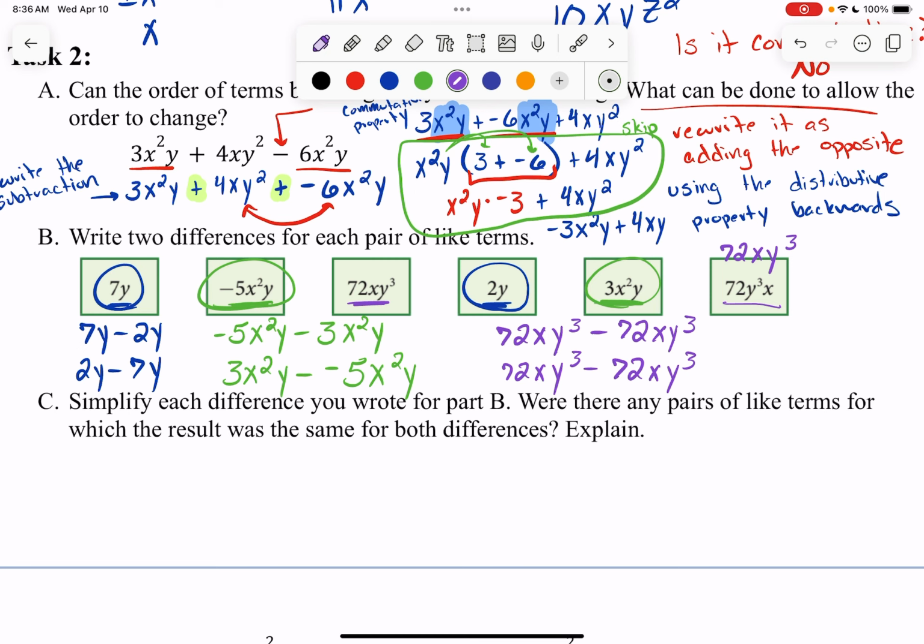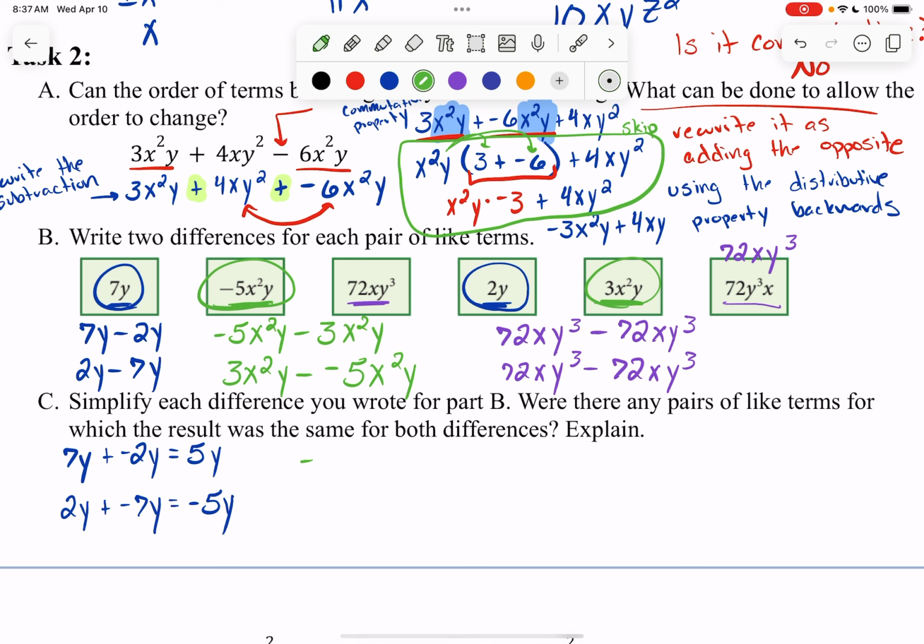It says simplify each difference you wrote for part B. Were there any pairs of like terms for which the result was the same for both differences? Explain. So we want to simplify each of these. Let's do the blue first. I had 7y, and I'm going to rewrite it as plus a negative 2y. 7 and a negative 2 is 5y. And 2y plus a negative 7y gets me negative 5y. So those get me a different thing.